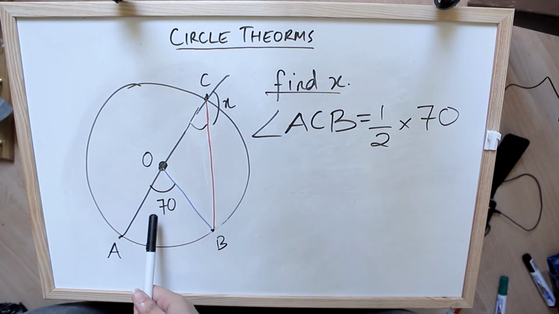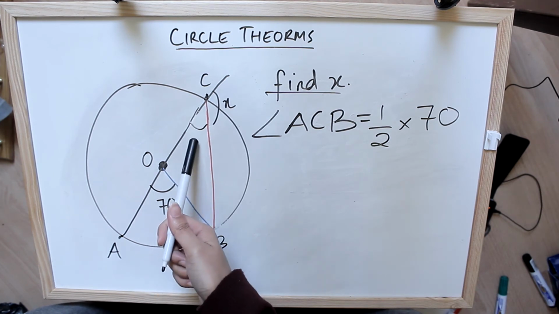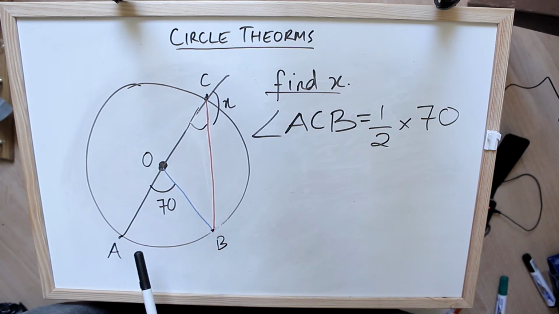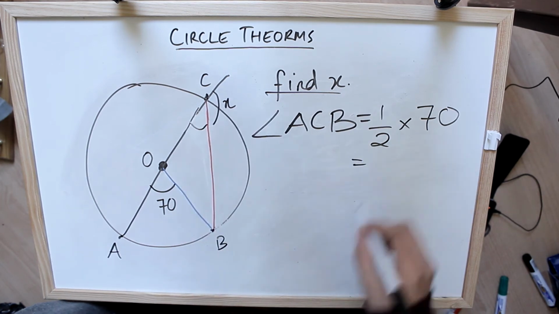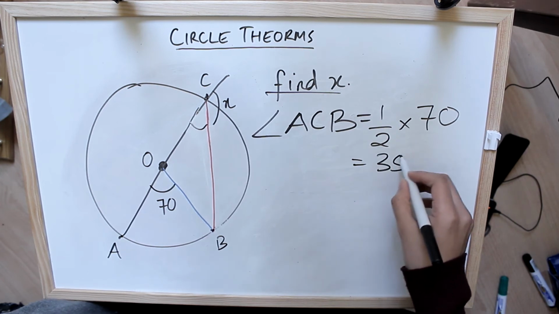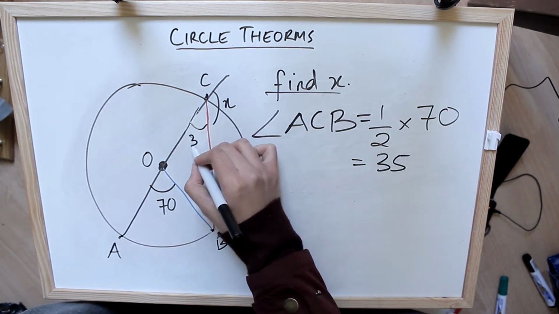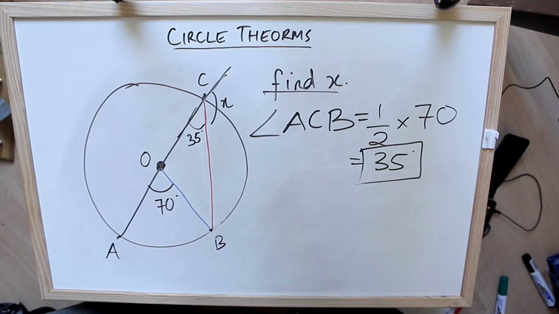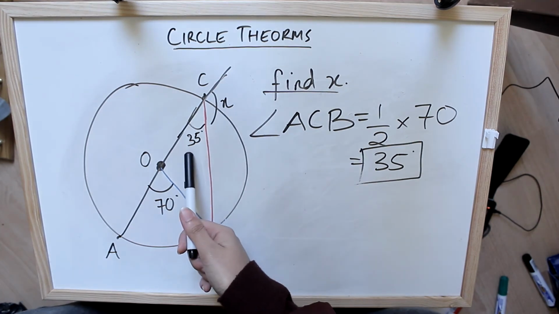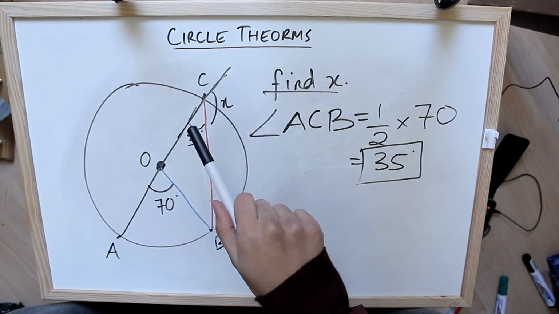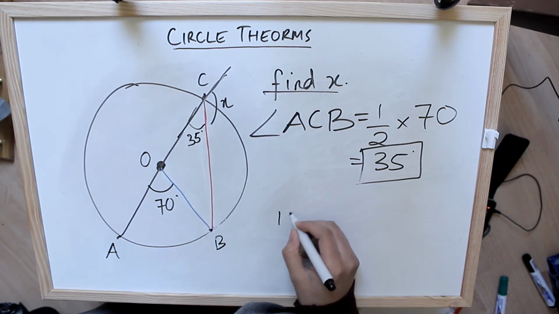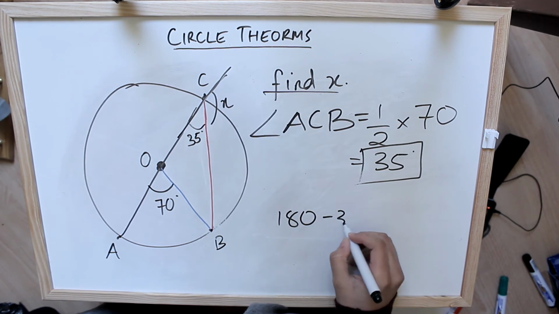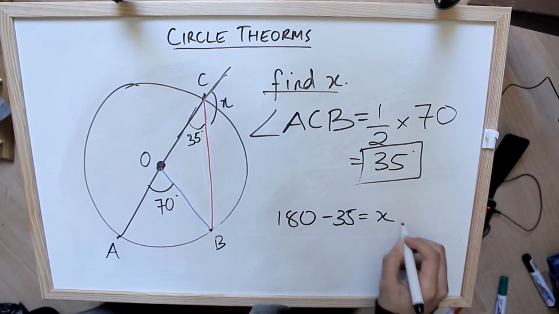But yeah, carrying on with this, so we know that the angle at the midpoint is twice as big as the angle at the circumference from two of the same points. So we know angle ACB is going to be half of 70, which is 35. So we can put 35 in here. So now that we've worked out that this angle is 35, we can simply work out x by doing 180 take away 35 equals x.